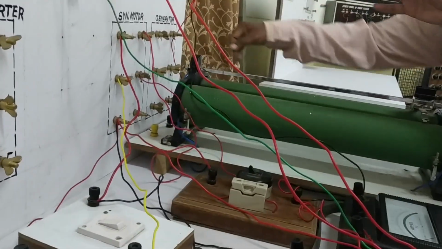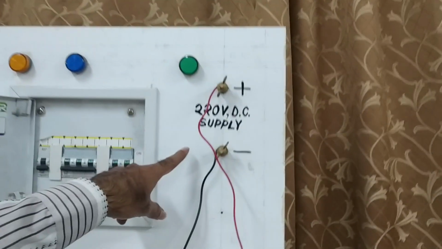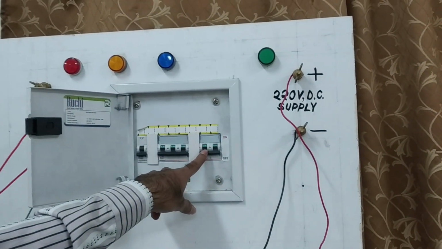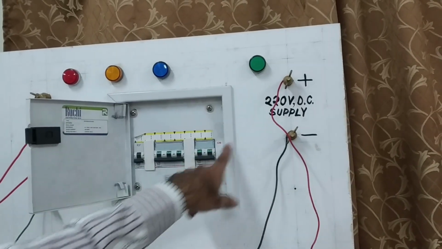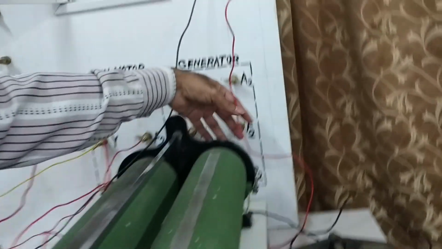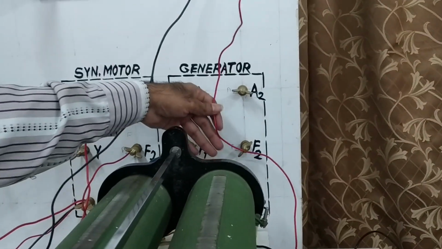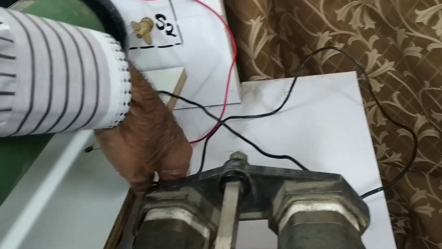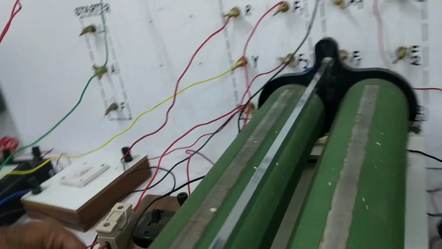Now coming to the excitation part. For the excitation part we are taking 220 volt DC supply from the table from here, and for this the MCB is provided here to switch on the supply. We are using this 2-pole MCB. Then from the positive of this DC supply it is connected to the fixed terminal of the first rheostat, and the second terminal of the rheostat is connected to the fixed terminal of the second rheostat, and from the fixed terminal of the second rheostat, as per the circuit diagram, it is coming to the switch.